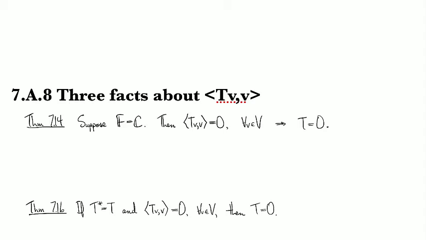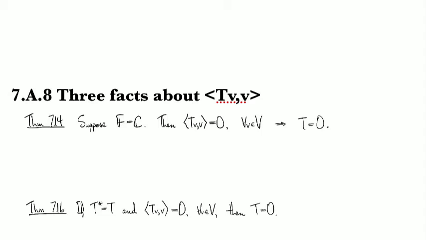But the spectral theorem is pretty important, and it takes a bit of build-up. So that's what these results are working towards. Okay, so first off, if we're working over C, then if TV is always orthogonal to V, it has to be the case that T is equal to 0.